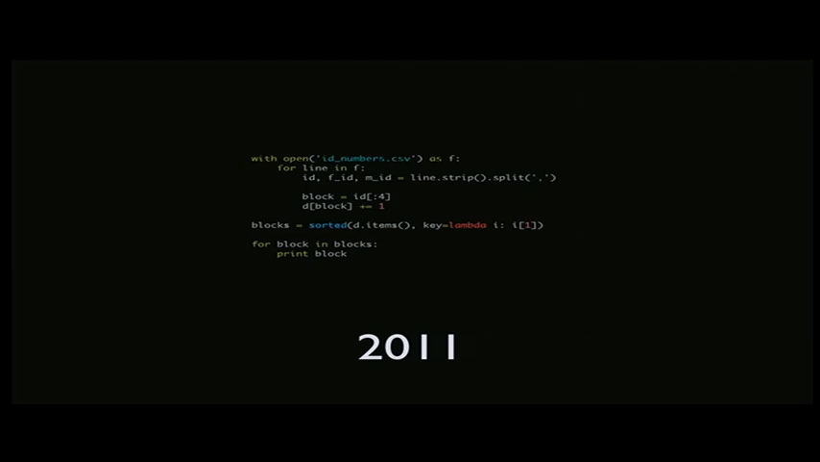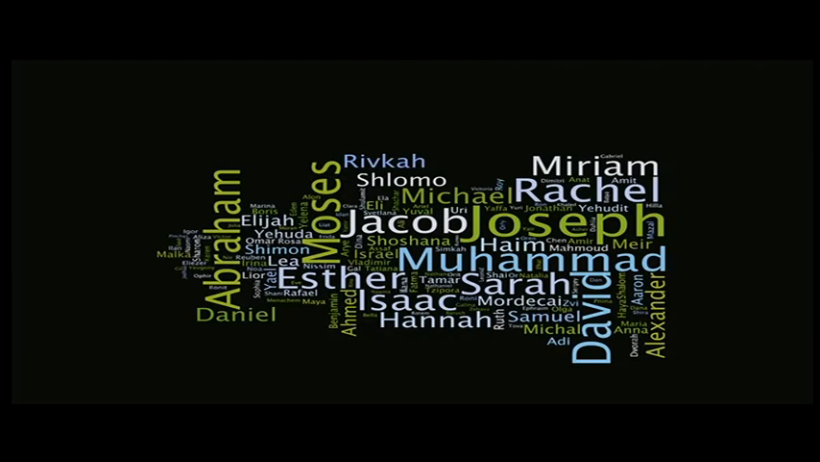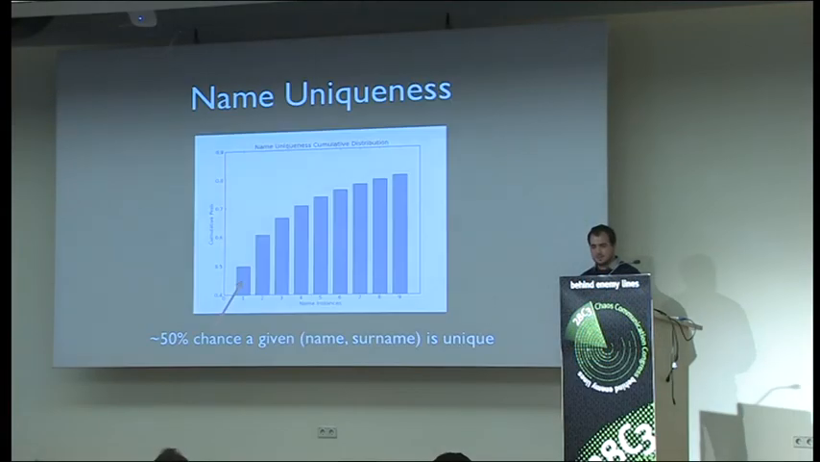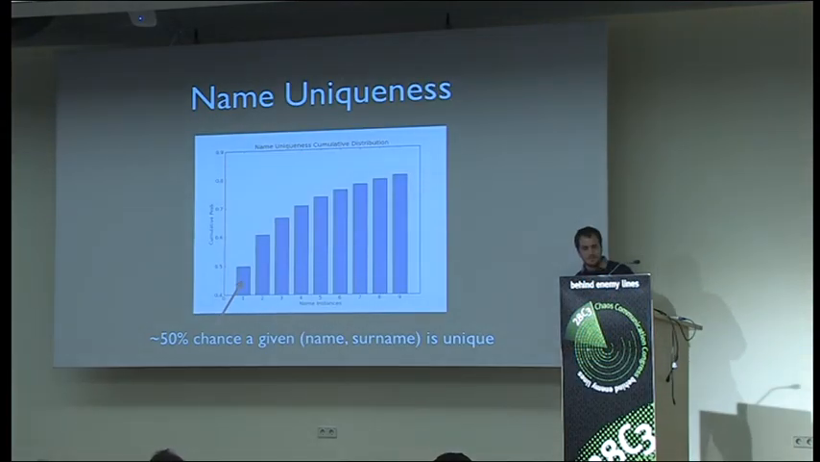So the first thing that I asked myself was how easy is it to find someone in this database? Obviously, people identify each other by their names and not by unique IDs. We're not just numbers, we're people with names. So the first thing I wanted to find out is, given a name, how easy is it to find a specific person? And it turns out that it's pretty easy.